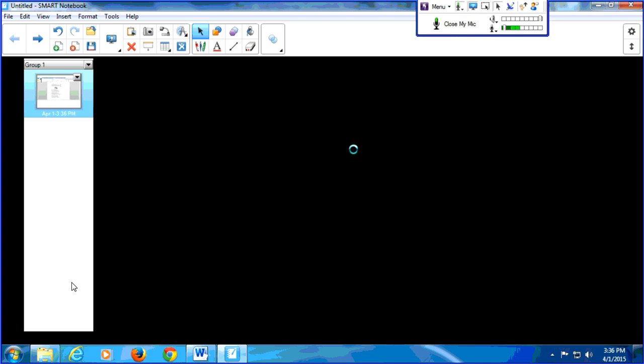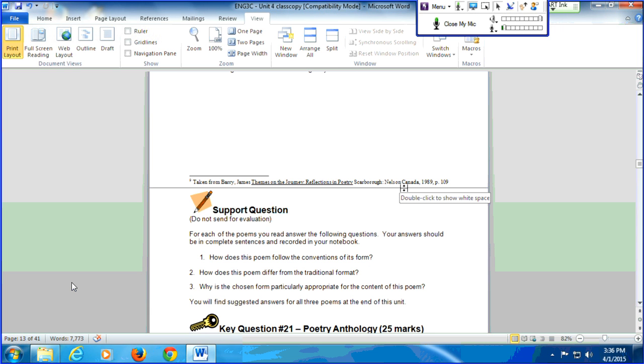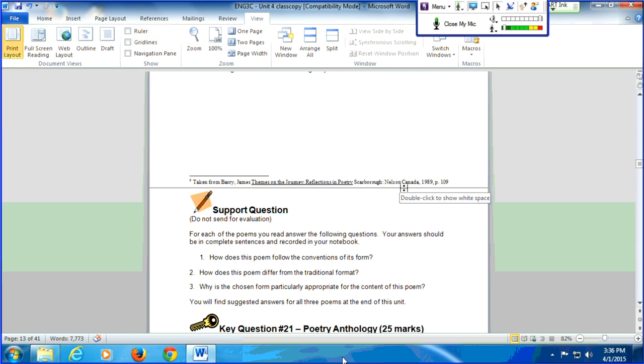To our support questions. So, for each of the poems that we just read, record your answers to the following questions. Your answers should be in sentences and recorded in your notebook. This is practice to help you with key question 21. I'll look at that in a little bit. But it says for each of the poems, do that. So, how does this poem follow the convention of its form? How does this poem differ from the original format, and why is the chosen form particularly appropriate for the context of this poem?